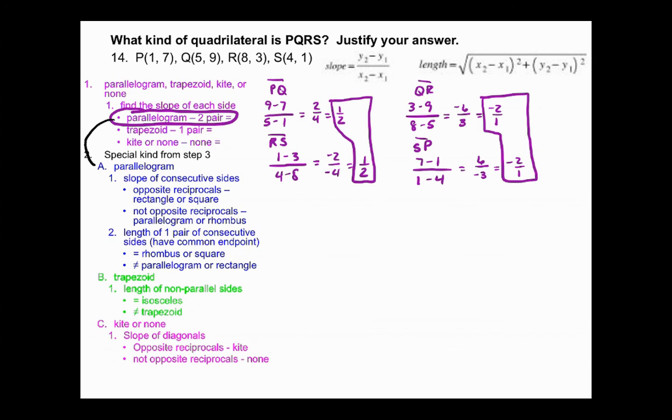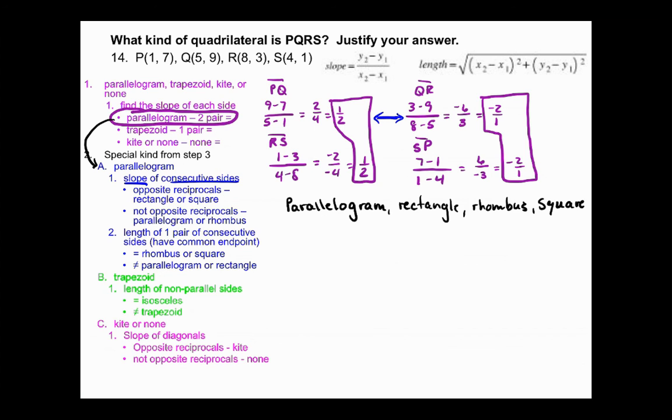So we're going to go down to the parallelogram section. So we have either a parallelogram, a rectangle, a rhombus, or a square. Now, for the next calculation, we don't actually have to redo any calculation. For this next step, we're simply going to look at the slopes again, and we're going to see if our consecutive sides have slopes. So this time, we're comparing side to side.